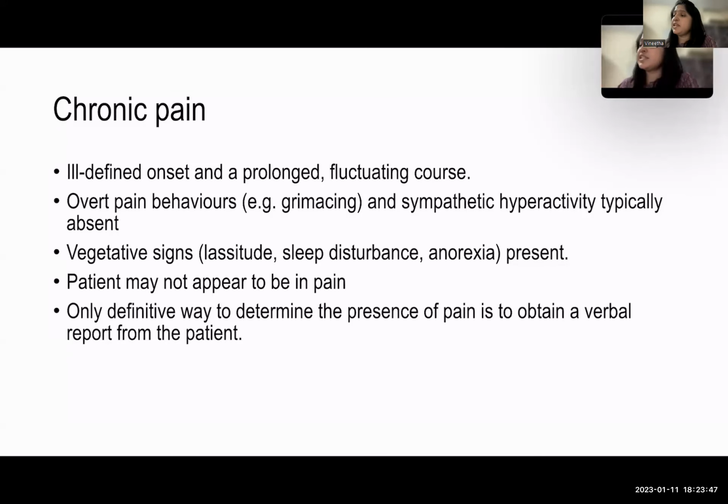Okay. And the overt pain behaviors like grimacing and sympathetic hyperactivity will typically be absent in chronic pain. Vegetative signs like lack of interest, lack of sleep, lack of appetite will be present. And the patient may not appear to be in pain or distress at times. The only definitive way to determine the presence of pain is to obtain a verbal report from the patient. So again and again, as I say, you have to believe the patient. Believe your patient, treat early and treat them well. Okay.